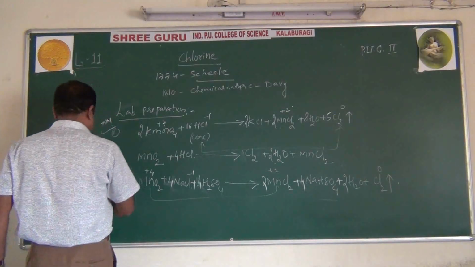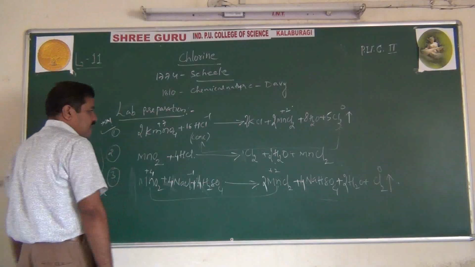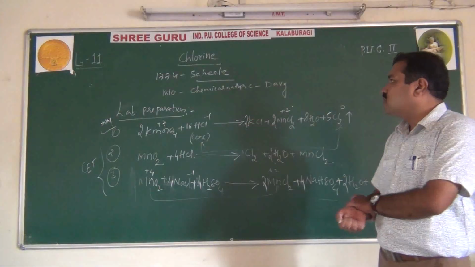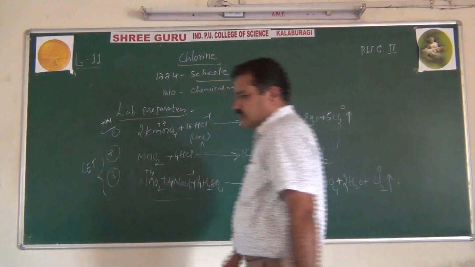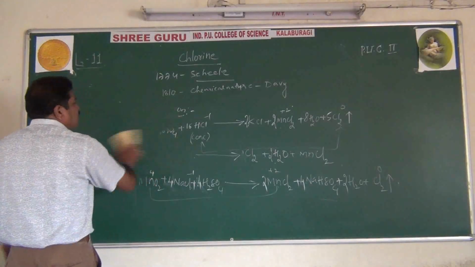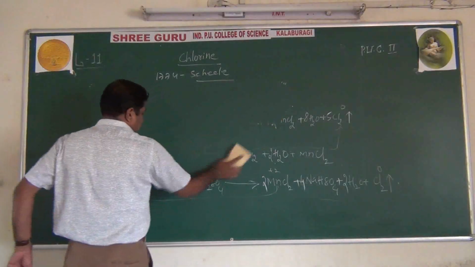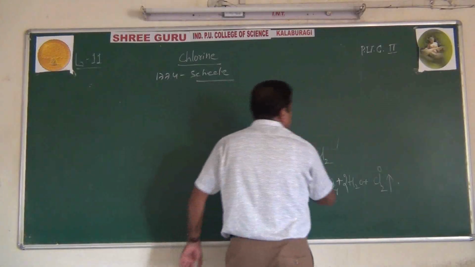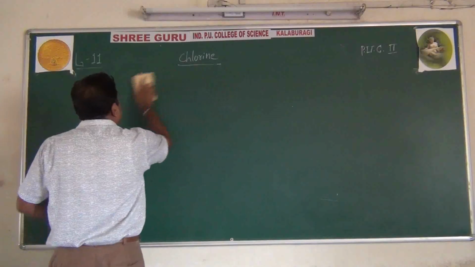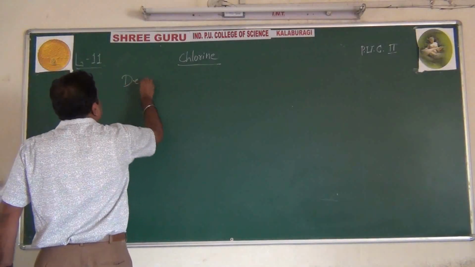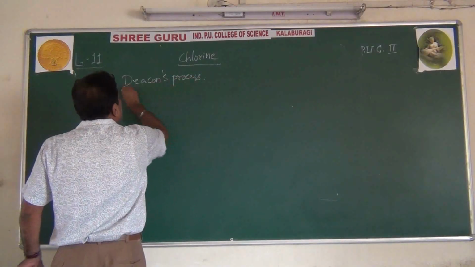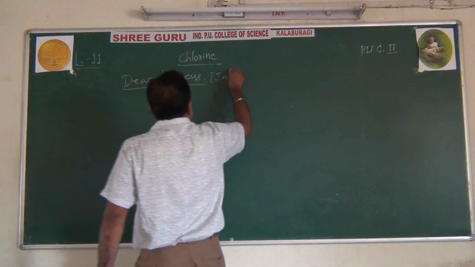And these are for CET, just note. This is the laboratory method of preparation of what? Chlorine. Apart from this, there is another commercial method for chlorine. What is that commercial method? Commercial method is as follows. What is that? Deacon's process. Industrial method, industrial process.